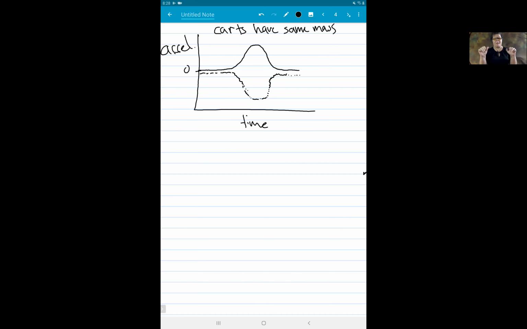That's because we know from last time, force equals ma, right? So if they have the same mass and the same force is applied, they'll have the same acceleration, right? And that's between the two carts. So if each cart has the same m and each cart has the same F, each cart will have the same a.